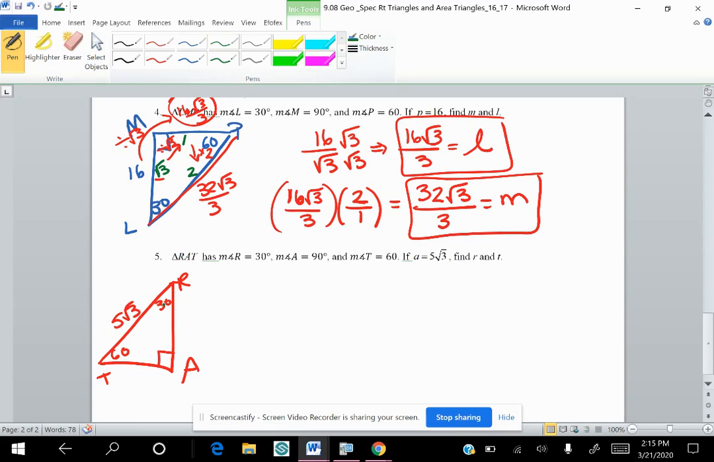So what we want to do is label the inside. Across from the 30 is a 1. Across from the 60 is rad 3. And across from the 90 is 2. We are not given the side with the 1, so I want to find that side first.